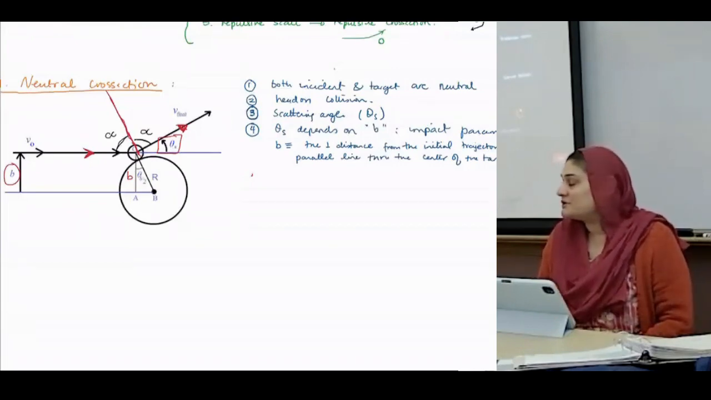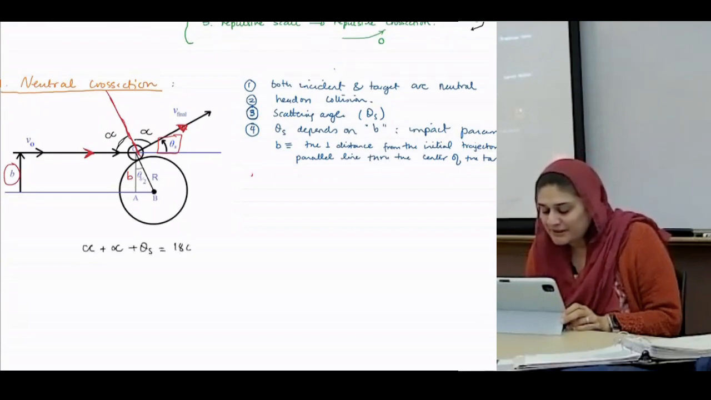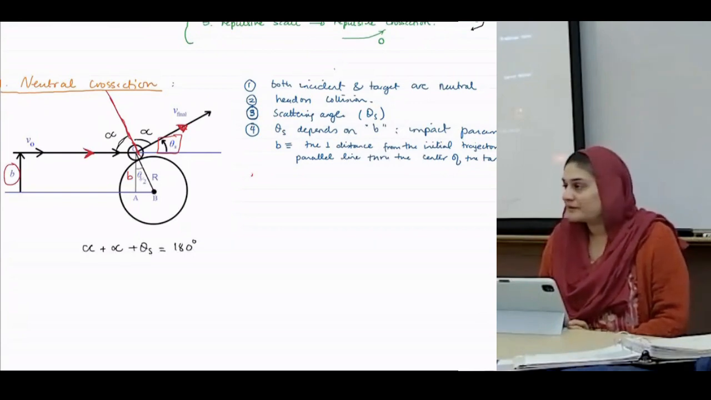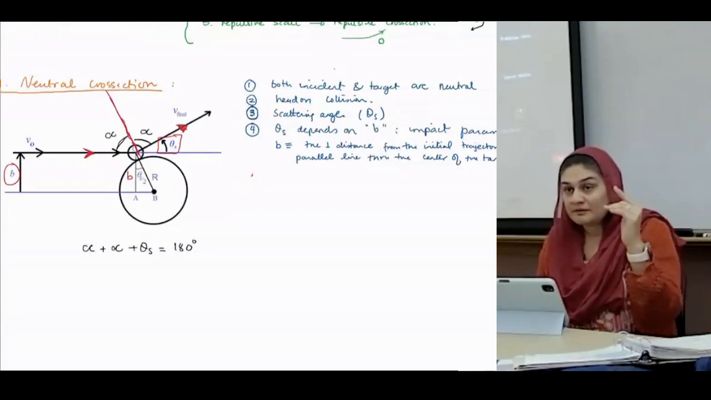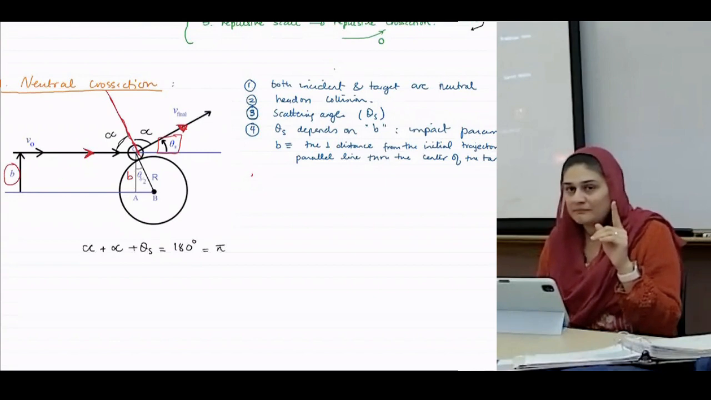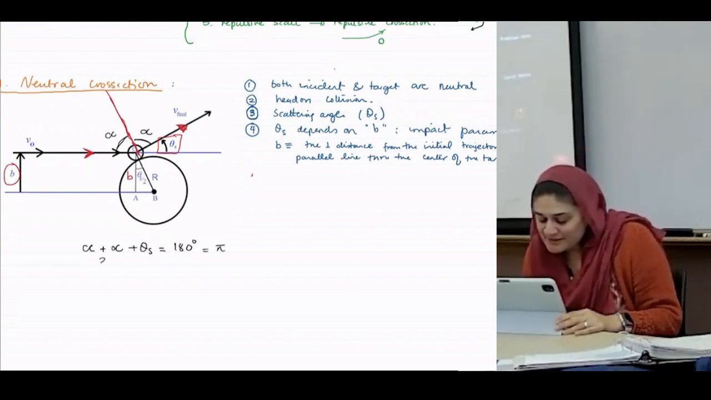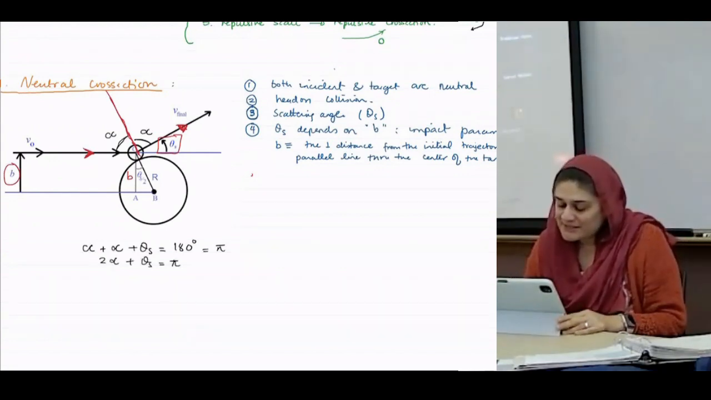Is the red line I've just drawn normal to the surface? So, do I know that alpha plus theta s equals 180 degrees? It's a straight line, correct? Angles on a straight line are 180. Can I replace 180 degrees with pi? Okay, so may I write this as 2 alpha plus theta s equals pi? Is this angle also alpha?